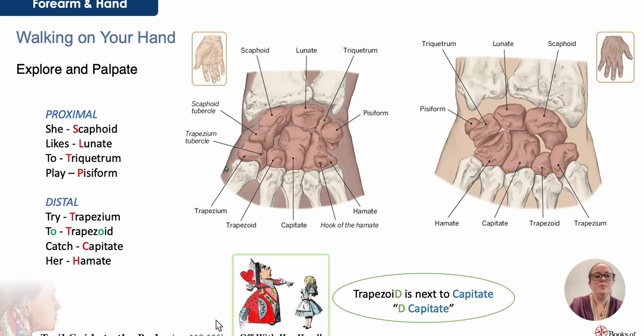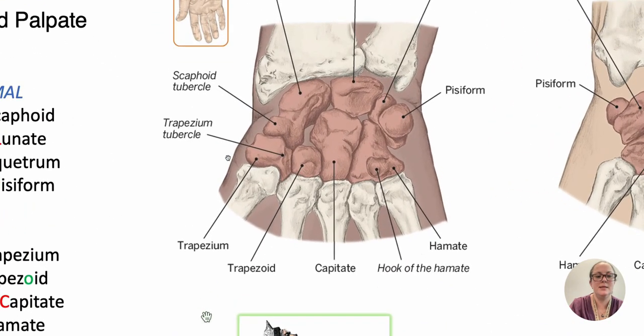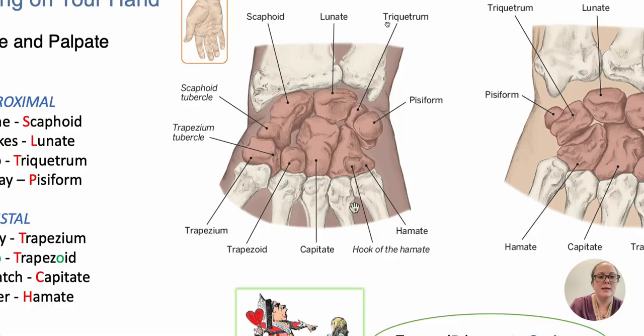So she likes to play, top, bottom. So you're not going to continue in like a clockwise pattern. You're going to go straight back to the opposite side. So she likes to play, try, trapezium, to, trapezoid, catch, capitate, her, hamate.